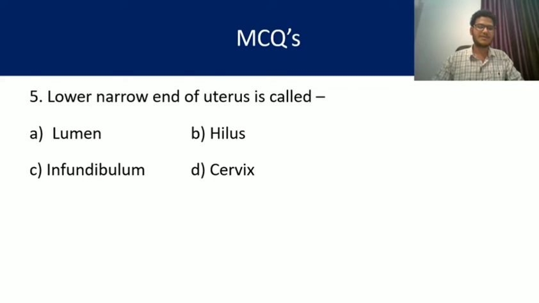Question number 5. Lower narrow end of uterus is called lumen, hilus, infundibulum, cervix. So here it is the part of the female reproductive system. The uterus narrows downward to form the cervix. So the answer is D, that is cervix, and it opens outside through the vagina and the vulva. Okay, so cervix is the right answer.